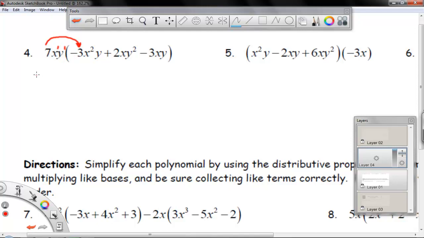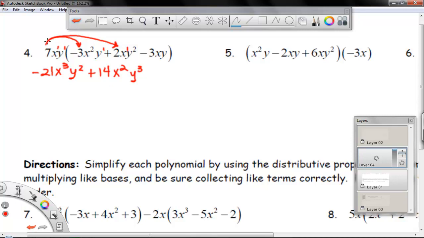So 7 times a negative 3 is a negative 21. X to the first times x squared will give me x to the third. Remember, we add the exponents. Y to the first times y to the first will give me y squared. So that first term's been distributed to. Now I go to the second term. 7 times 2 will give me a positive 14. Then x to the first times x to the first will give me x squared. And then y to the first times y squared will give me y to the third.